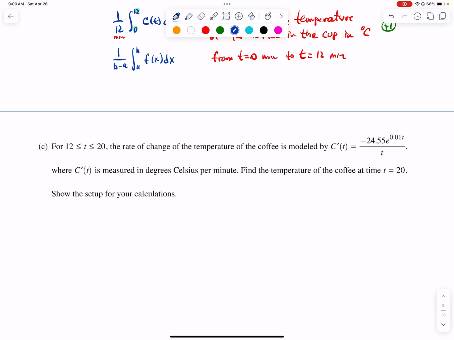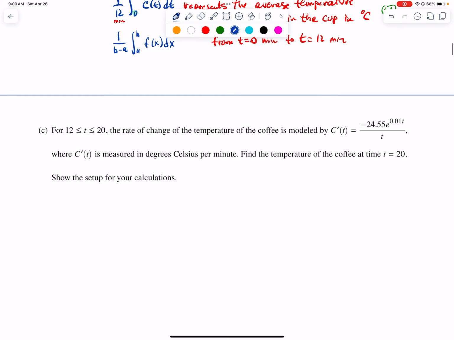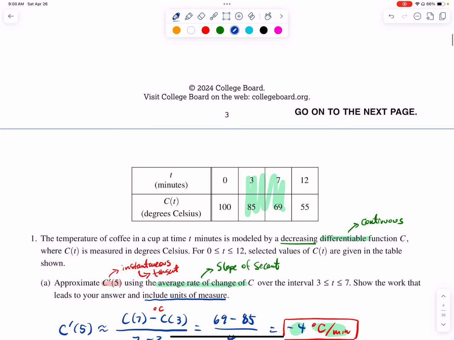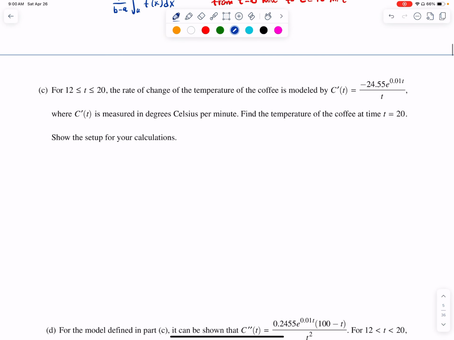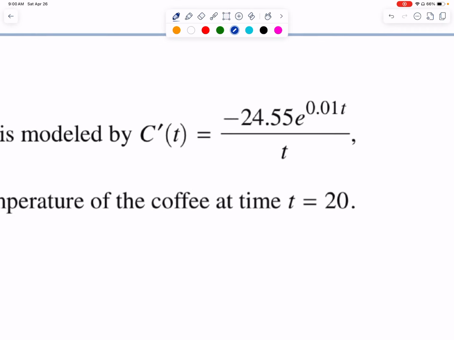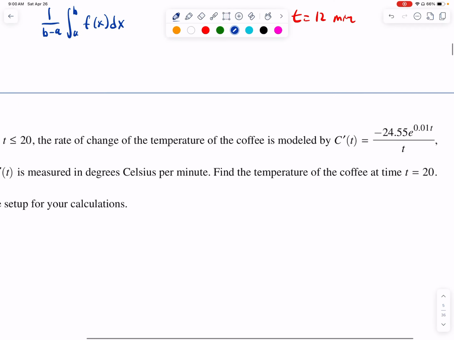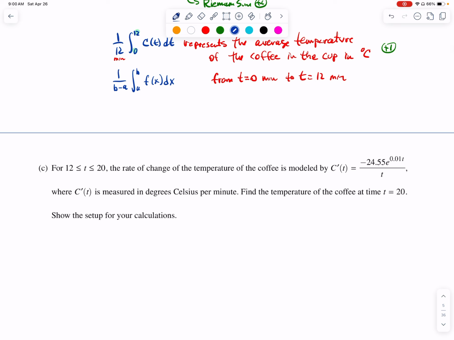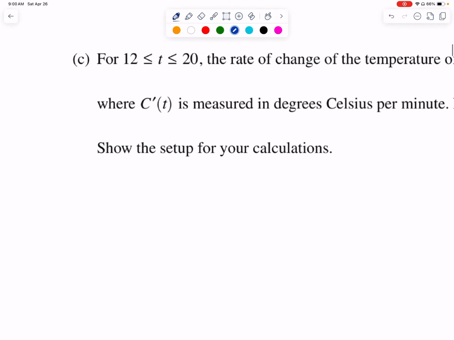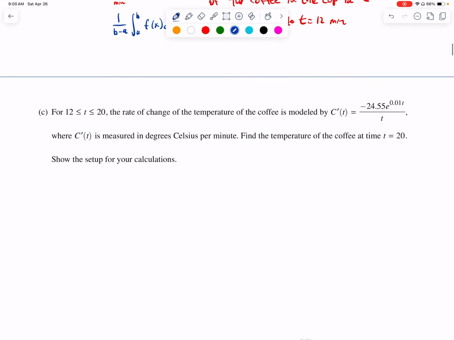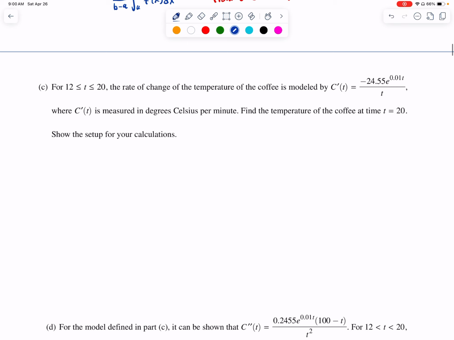Let's take a look at C. All right, so we got a time interval from 12 to 20. Notice, of course, that's beyond our table here because we only have 12. The rate of change of the temperature of the coffee is modeled by this exponential equation, where C prime of t is measured in degrees Celsius per minute. Find the temperature of the coffee at time t equals 20. Show the setup for your calculations. Of course, they want you to show your work. What math teacher wouldn't want that?